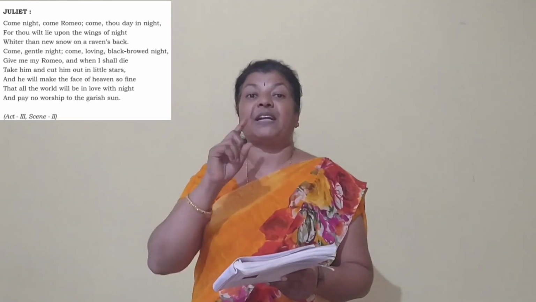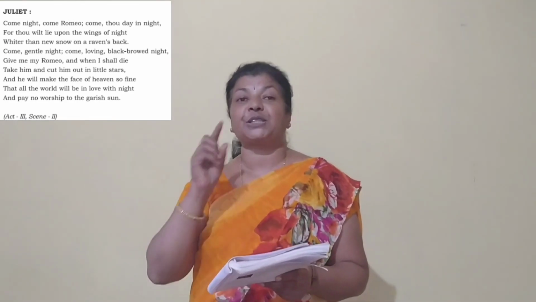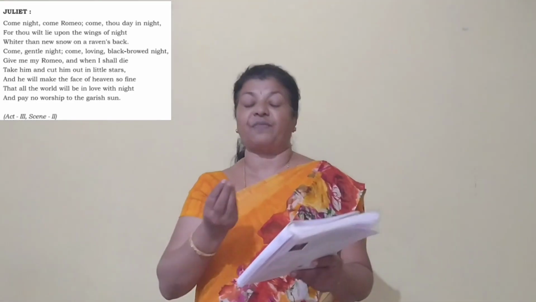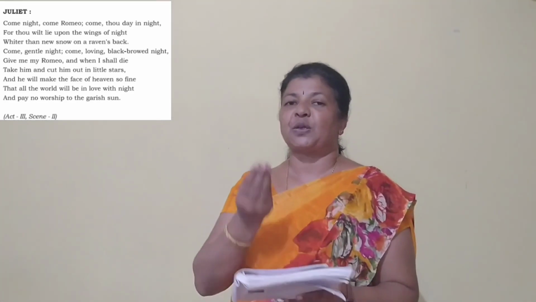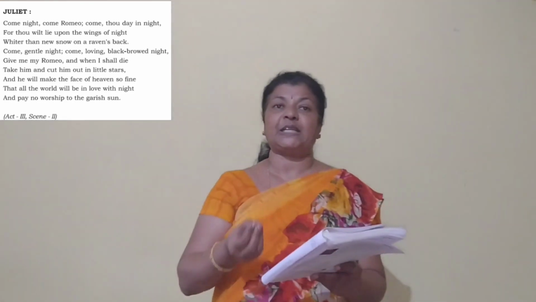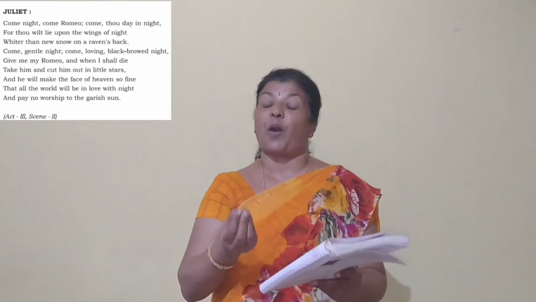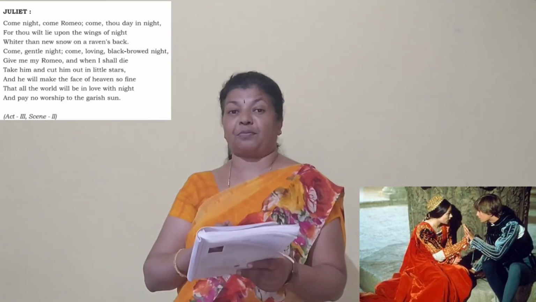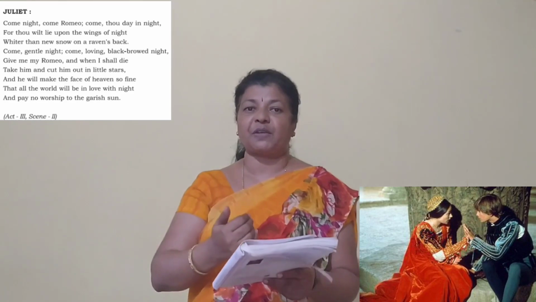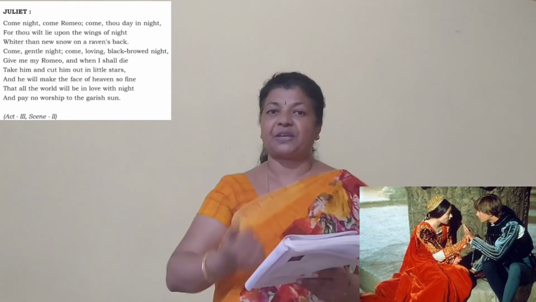See here also, the night is decorated. She's decorating it as black browed night. So she calls "come gentle night, come loving night, come black browed night." She loves night very much only because it is the night which brings her Romeo to her. So she's praising the night as gentle night, loving night and black browed night, decorating the night. She says, give me my Romeo, because when the night comes, Romeo will come.